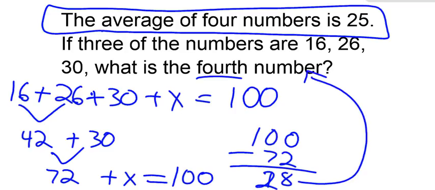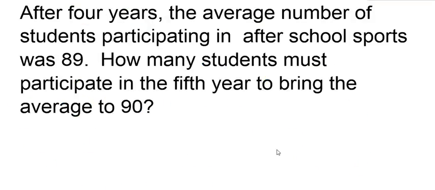So we have this idea. Don't forget this principle that we talked about, being able to find the sum using those different parts. Let's move on to the rate portion of this lesson then, and talk about multi-steps with rates. It says after 4 years, the average number of students participating in after-school sports was 89. How many students must participate in the 5th year to bring the average to 90?